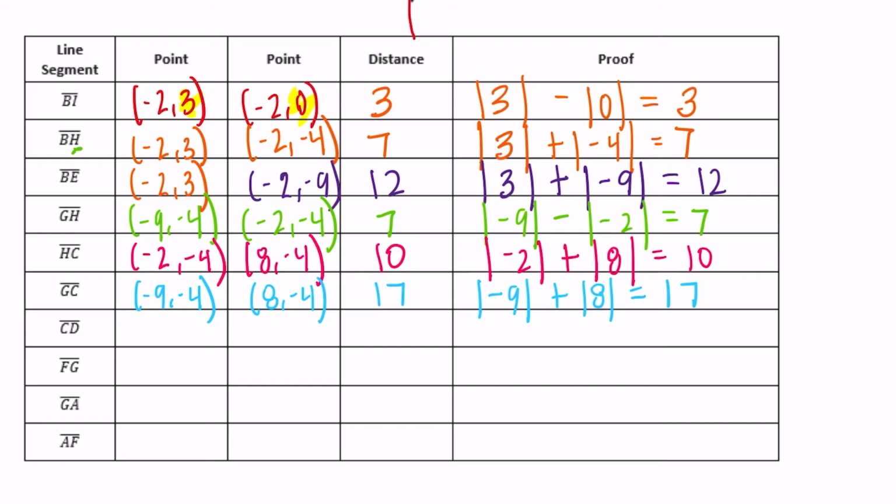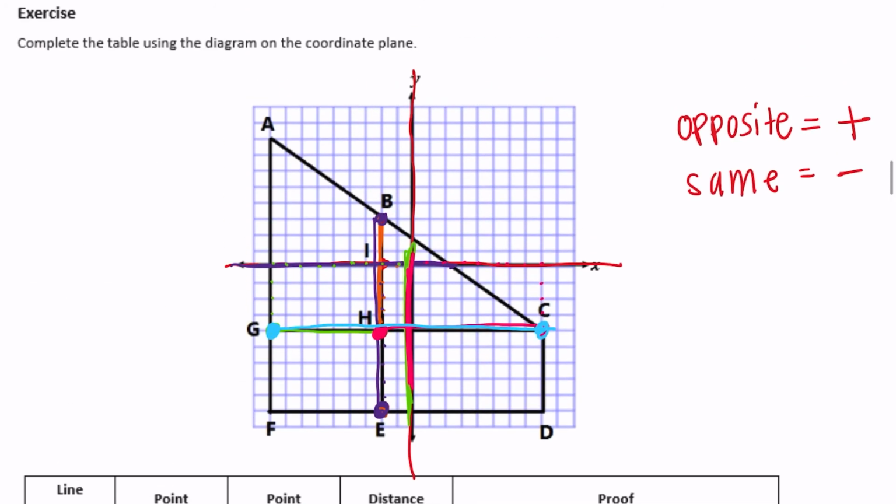CD. So I know C was right here, 8, -4. And D doesn't look like we've found D yet. So C, here's D right there. D is at positive 1, 2, 3, 4, 5, 6, 7, 8. And then -1, 2, 3, 4, 5, 6, 7, 8, 9.